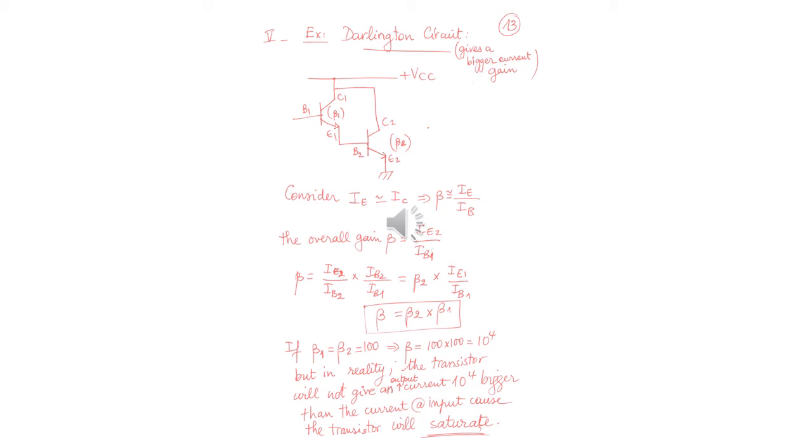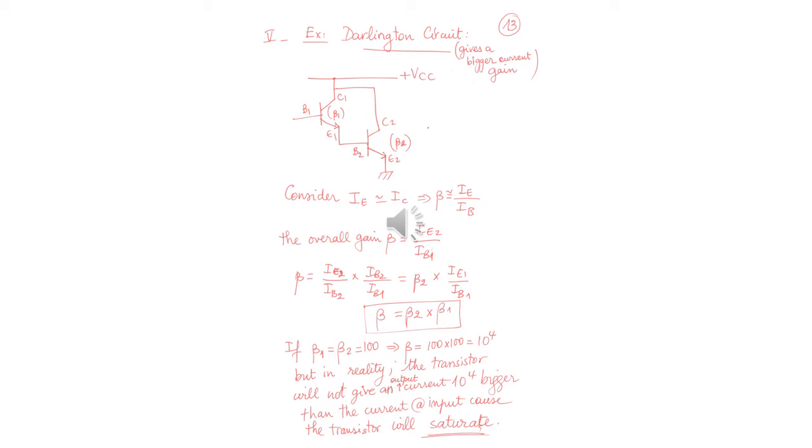The overall gain beta of this complete system is, as you remember, the current gain: I output over I input. So I output is IE2, and the current at the input is IB1. This is the output, this is the input, and this is a system. We divide and multiply by IB2, and we know that IB2 is equal to IE1. The current here is the same as here. So you will get the overall gain beta equals beta 2 times beta 1, the gain of the second times the gain of the first. So, as you can see, this Darlington circuit amplifies the gain.